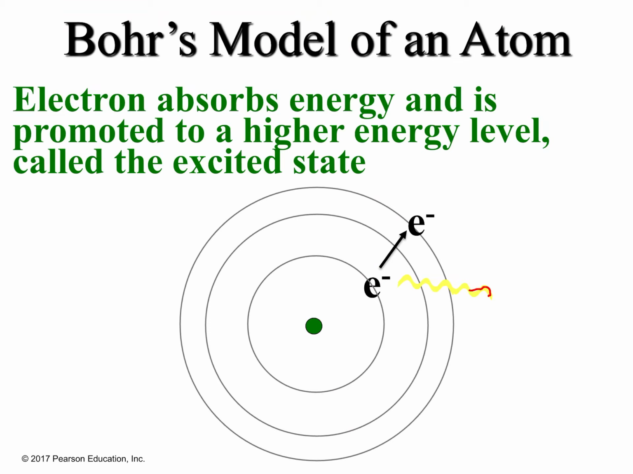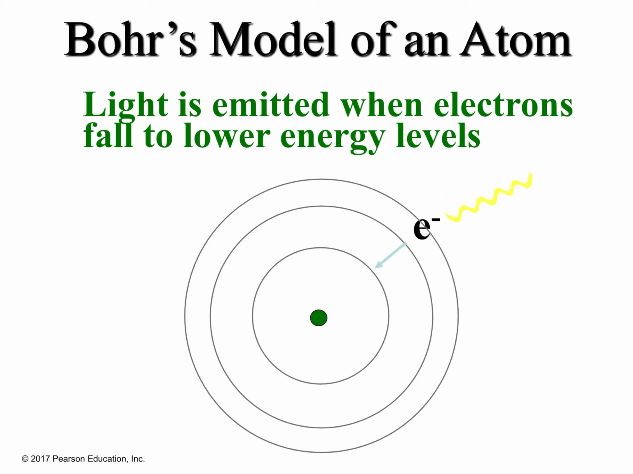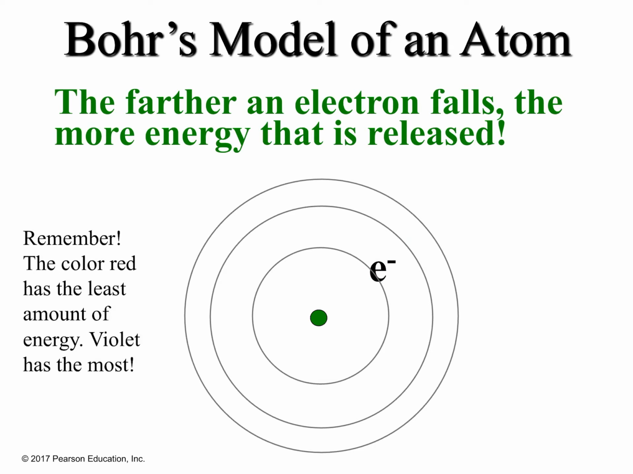So here's what it looks like. We have an electron. It absorbs all this energy, and it gets promoted to a higher energy level. And this is called the excited state. Then eventually, that electron will return back to the ground state down here. And when that electron returns to the ground state, it releases all of that energy as colored light. The farther the electron falls, the bigger that jump, the more energy that's being released. And like I say over here, the color red we associate with the lowest amount of energy, and the color violet will have the highest amount of energy.